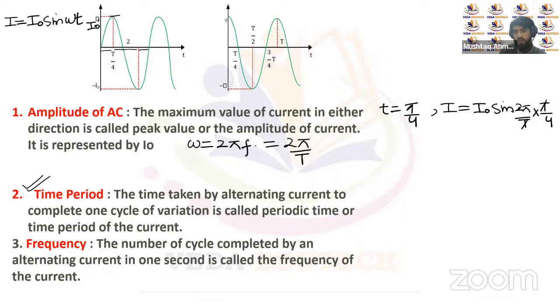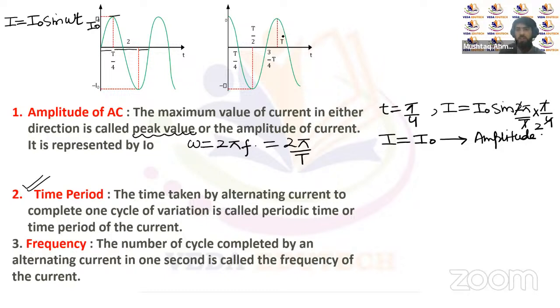T and T will get cancelled, and we'll be left with sine pi by 2. Sine pi by 2 is 1. So it means that I is equal to I naught. This is the maximum value of the current, which we call the amplitude of AC current. Amplitude is the maximum value of current in either direction, or we sometimes call it the peak value. So amplitude is the peak value, or the maximum value, of the current.